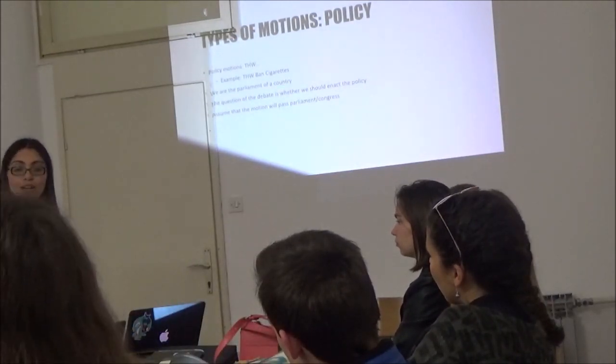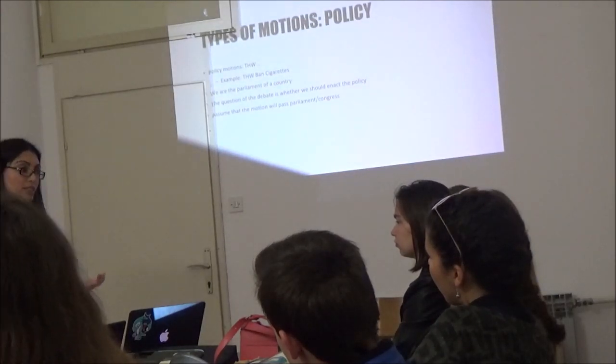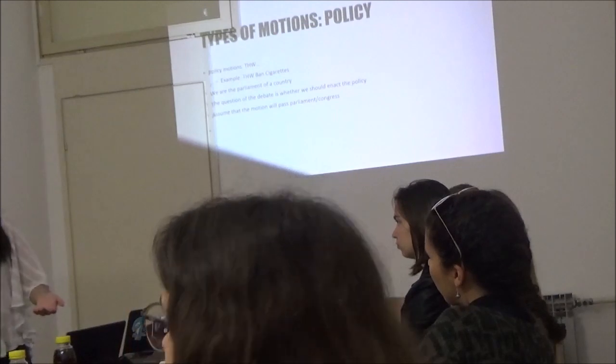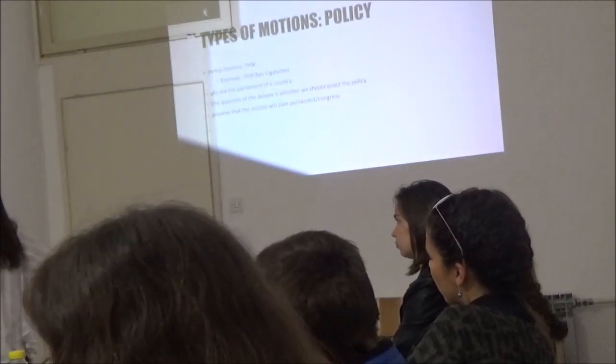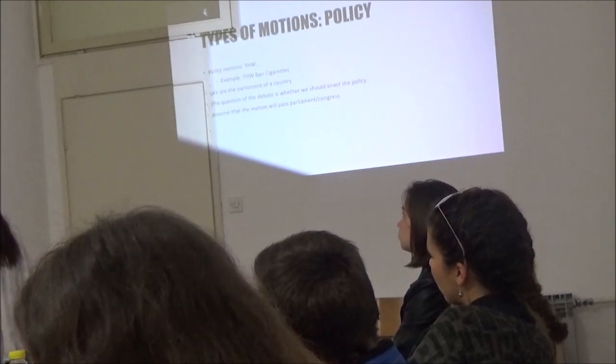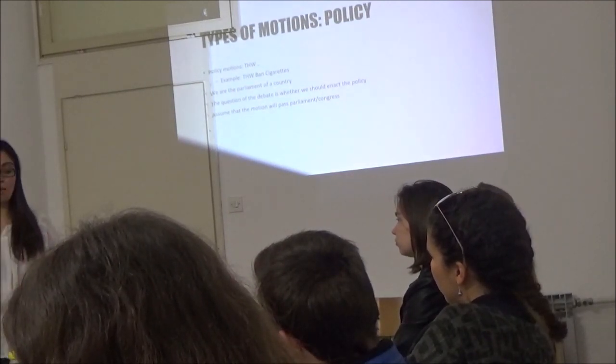Or for example, this house would grant citizenship to undocumented immigrants. That's a policy debate. So you have to propose a model. You have to say they must not have committed violent crimes and they must have been able to work in the country for X number of years. So that's a policy, right?